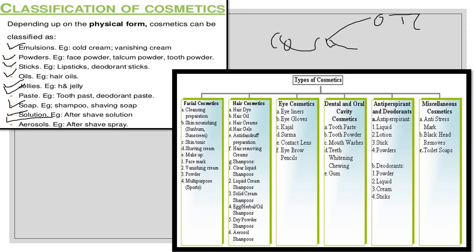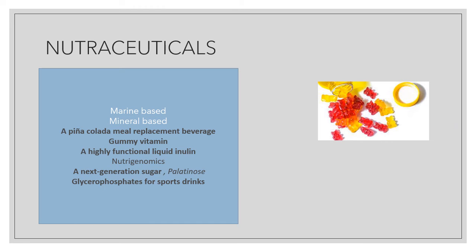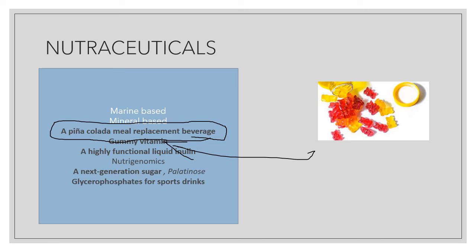So cosmetics could be either OTC, or they could be quasi. Quasi means a combination of cosmeceuticals, cosmetics and pharmaceuticals. So the nutraceuticals could be marine based, mineral based, a pina colada meal replacement beverage. This is a very novel nutraceutical that I found, so I thought of including it. Gummy vitamins. So these are vitamins that are in the form of medicated gums. A highly functional liquid inulin. This is again a very important formulation that I found. You could use nutraceuticals in nutrigenomics as well.